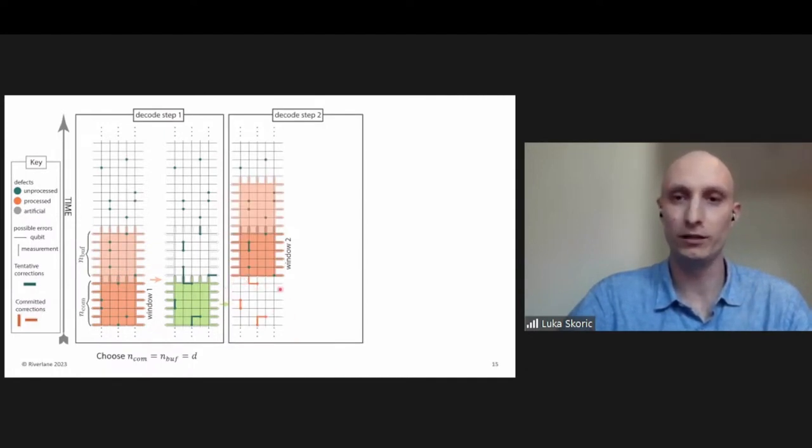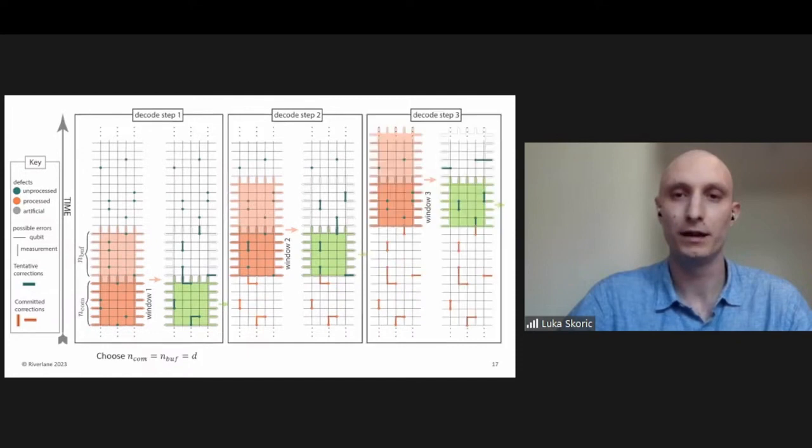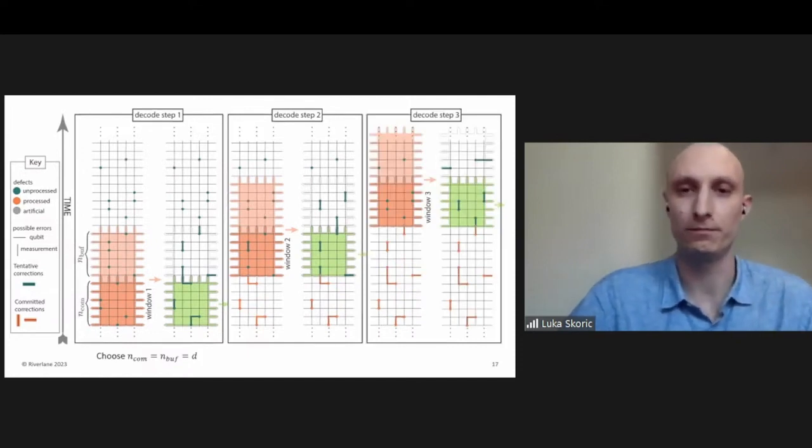So here we see the committed corrections, the string of edges that are going from the commit to the buffer region. We only commit to the boundary, and this creates artificial defects that are then resolved in this next step. And then we again decode the leftover corrections from the first step together with the new buffer region and keep moving the window up until we reach the end of the computation.